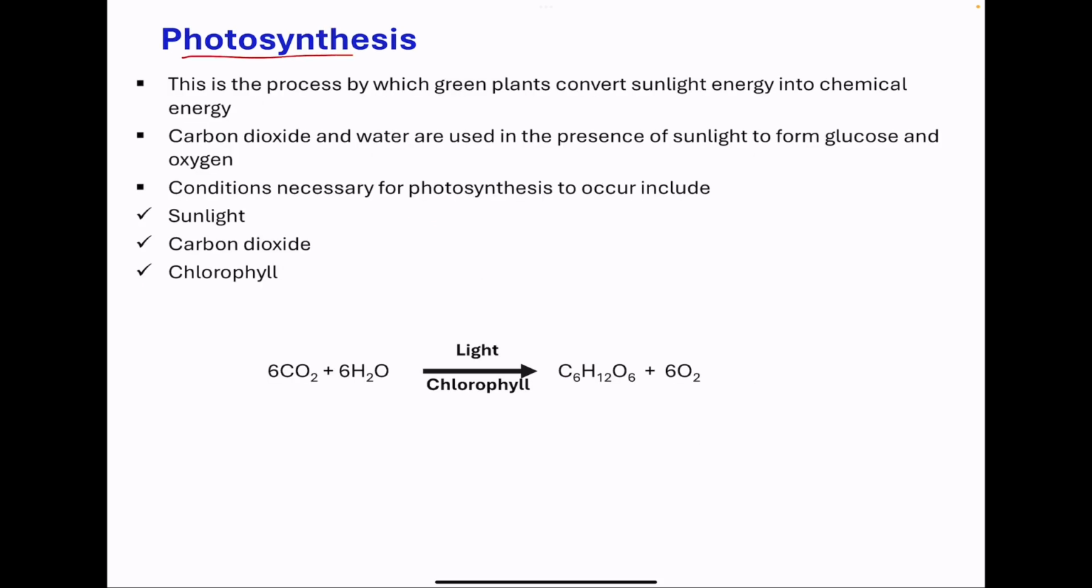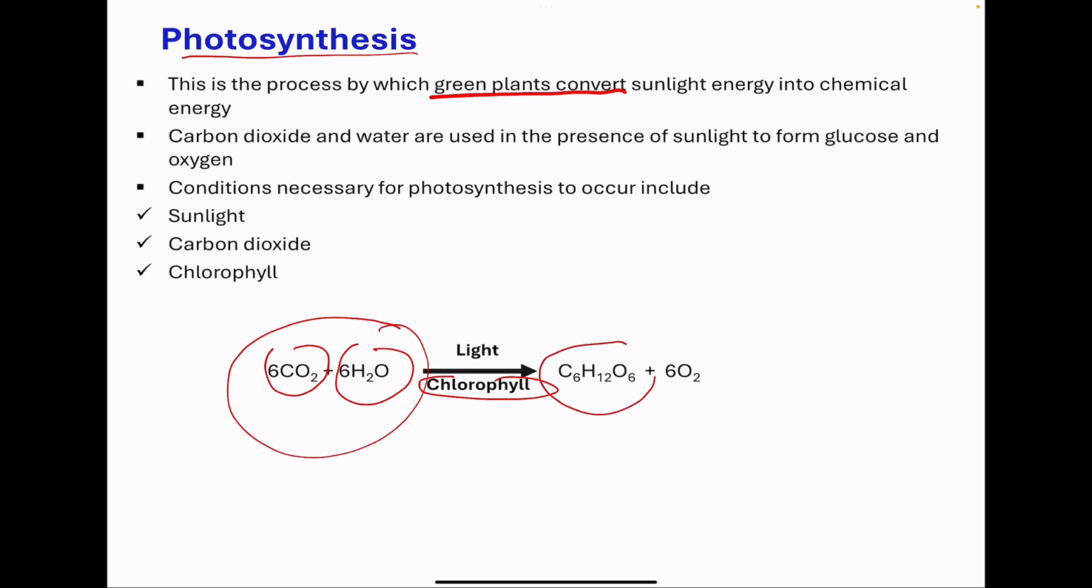Next, we'll look at photosynthesis. Photosynthesis is a process by which green plants convert sunlight energy into chemical energy. To do this, we will need carbon dioxide and water. In the presence of sunlight, this is going to be trapped by chlorophyll in order to convert these two into glucose as well as oxygen. For this to occur, here are the conditions. We need sunlight, we need CO2, and we need chlorophyll like I've talked about here.